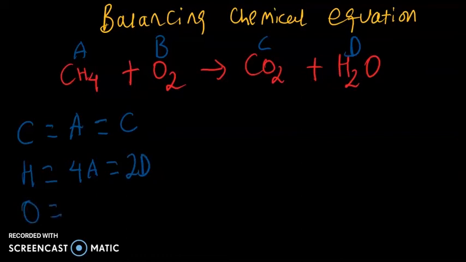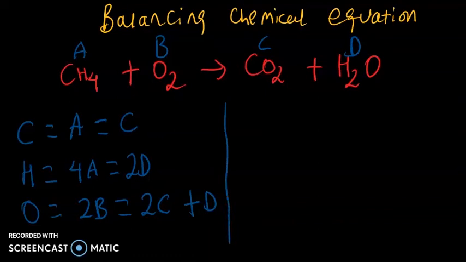And then lastly, we have oxygen. I don't have any oxygen in A, but I have 2 oxygens in B, so it will be 2B is equals to, I have 2 oxygen in C, 2C. What makes this last one different is, since the oxygens are in the C and D, you have to use the addition sign, and then how many oxygens do I have? It's only 1, so I'll make it D.